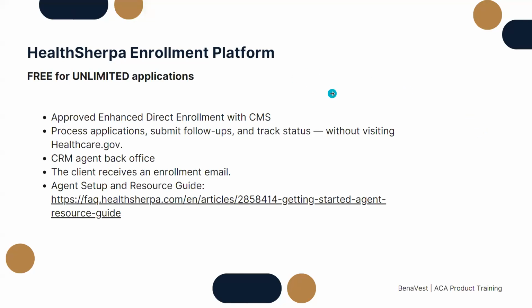Health Sherpa offers free unlimited applications. Again, this is approved enhanced direct enrollment with CMS. You'll process the application, submit follow-ups, and track your status without needing to go to the marketplace. You also get the back office. The client receives an enrollment email, and then we have an agent setup and resource guide. There's also a webinar training for both Benefit Align and Health Sherpa. They'll be scheduled and you'll be able to find the recordings in your All Access.